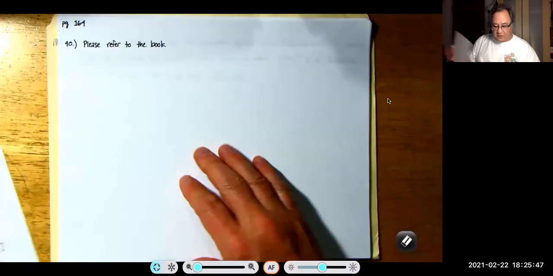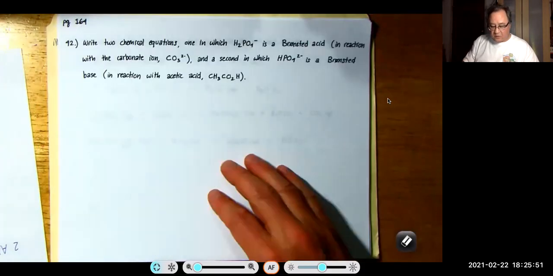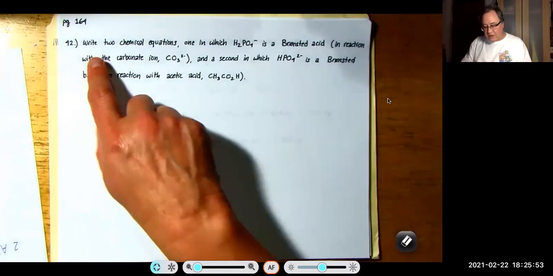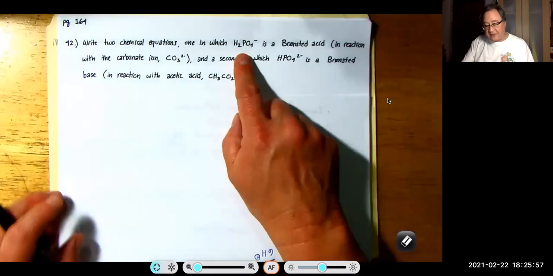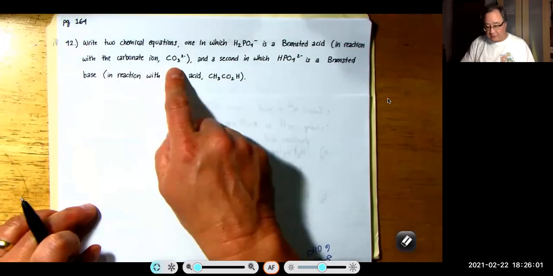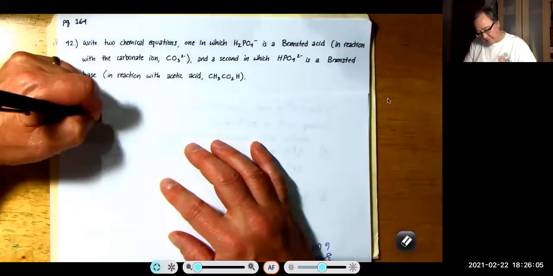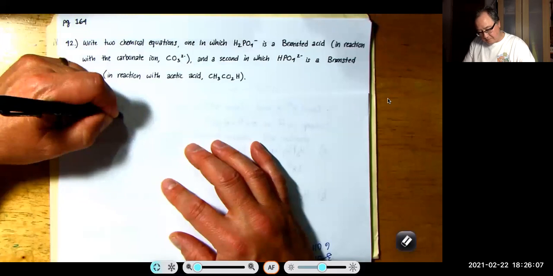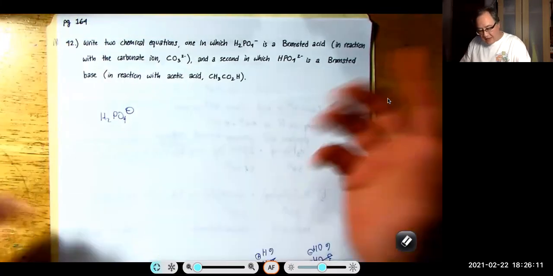40 says refer to the book. We're going to skip. Write 2 chemical equations, one in which this dihydrogen phosphate is a Bronsted acid with the carbonate ion CO3 2-. They don't say anything about the state, so I'm going to leave that off.